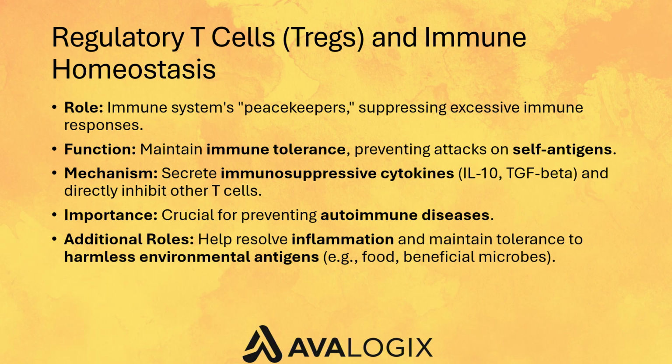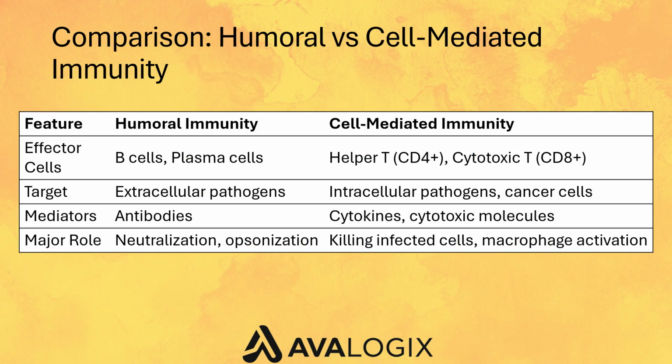They secrete immunosuppressive cytokines like IL-10 and TGF-beta and can directly inhibit the activation and proliferation of other T cells. Without regulatory T cells, autoimmune diseases, where the immune system attacks its own body, would be much more common. TREGs also help resolve inflammation after infection and play roles in maintaining tolerance to harmless environmental antigens, like those from food or commensal microbes. Now, let's compare humoral and cell-mediated immunity side by side.